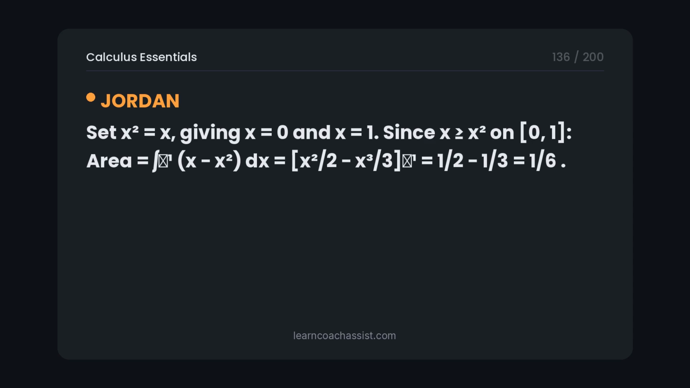Since x ≥ x² on [0, 1], area = ∫₀¹ (x − x²) dx = [x²/2 − x³/3] from 0 to 1 = 1/2 − 1/3 = 1/6.